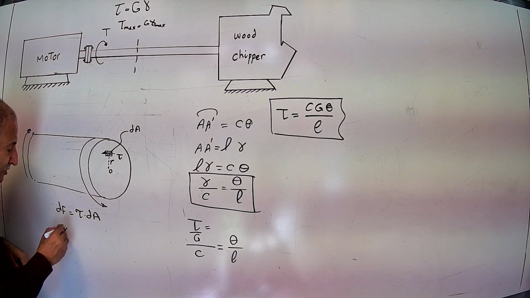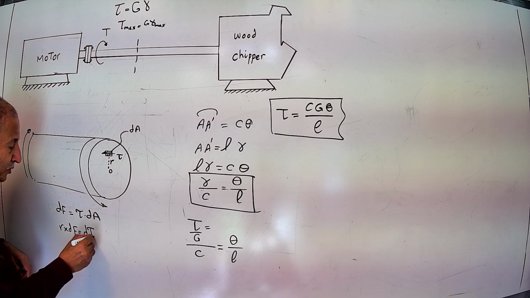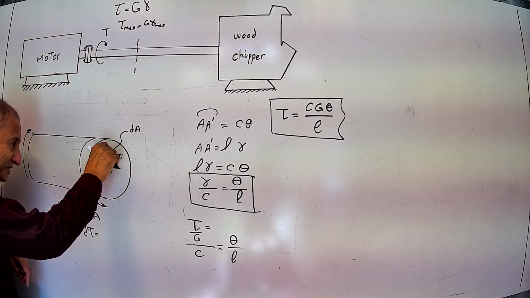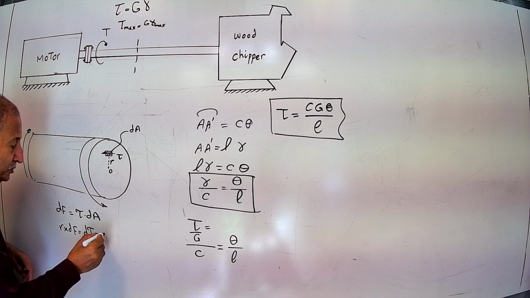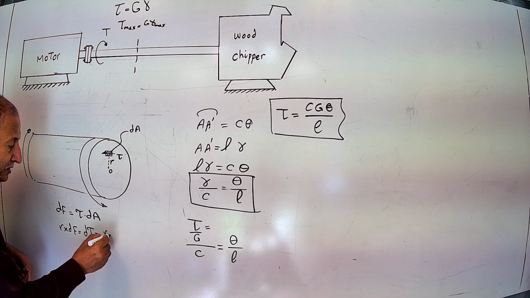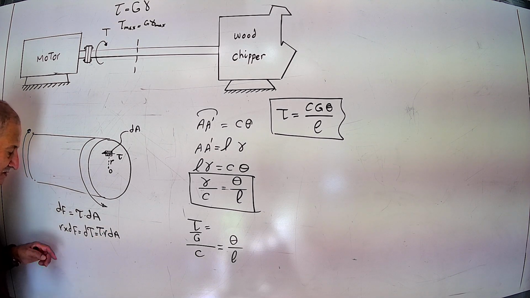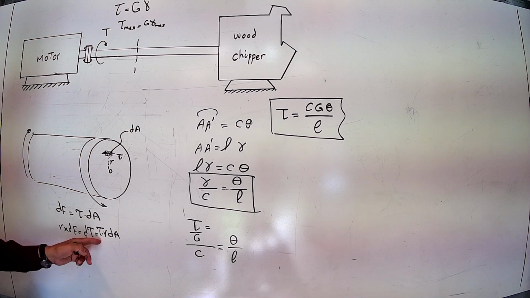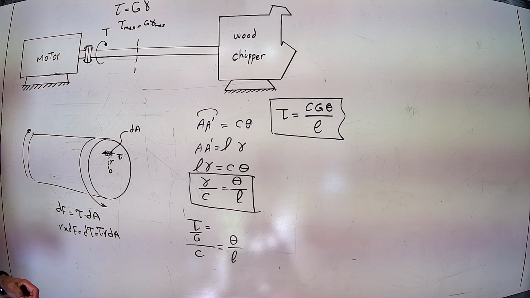Then R cross dF produces a small torque, which belongs only to this small tiny area and is equal to R tau dA. Okay, r tau dA. That's a torque.